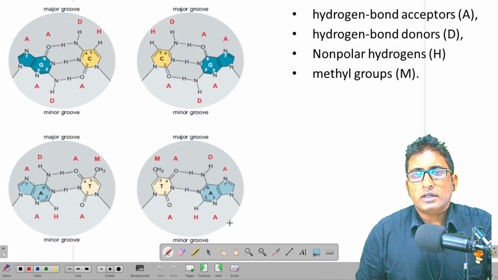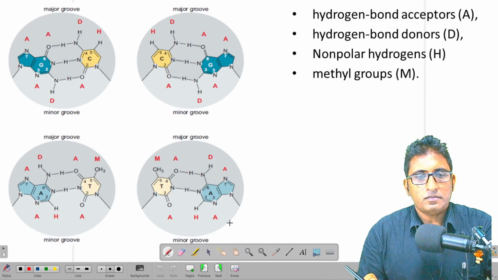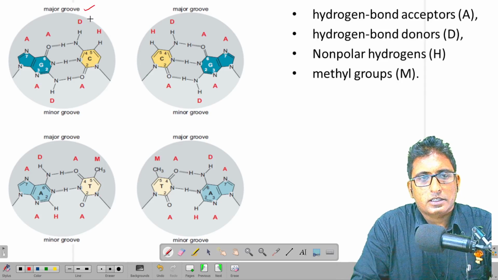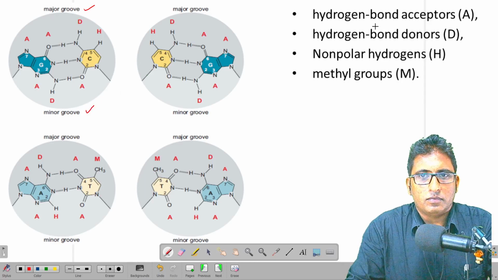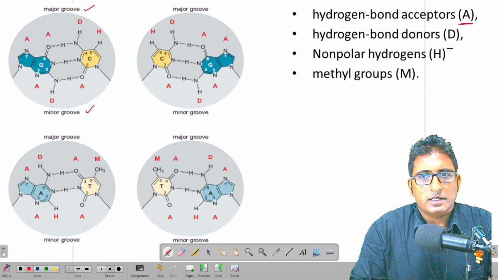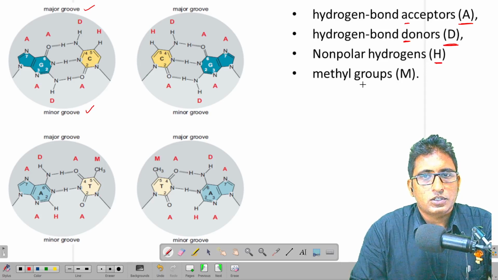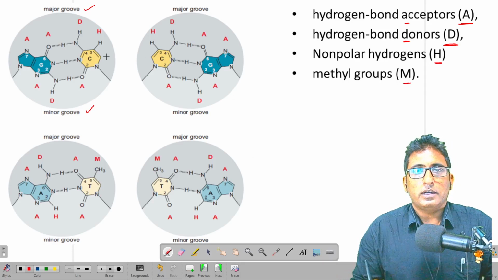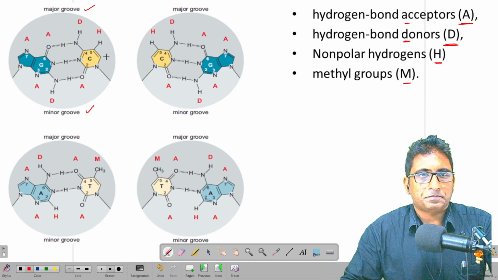So if we see what kind of functional groups are exposed in the minor groove and major groove, we can see some pattern in there. So these are the exposed groups on the major groove. Here we have the minor groove. Hydrogen bond acceptors are indicated as A, hydrogen bond donors are indicated as D, nonpolar hydrogens as H, and methyl groups as M. So we are only looking at the exposed groups with which the proteins can interact.